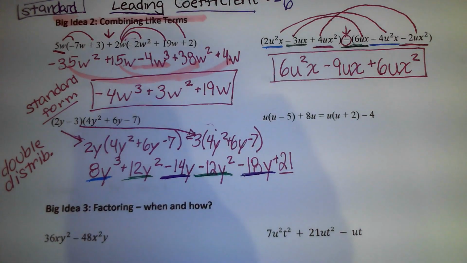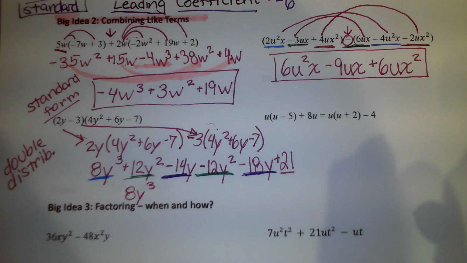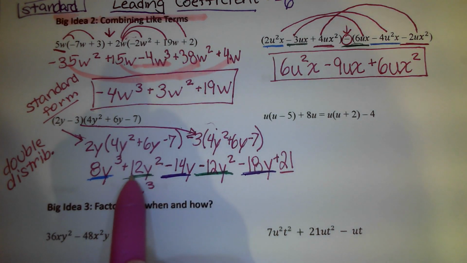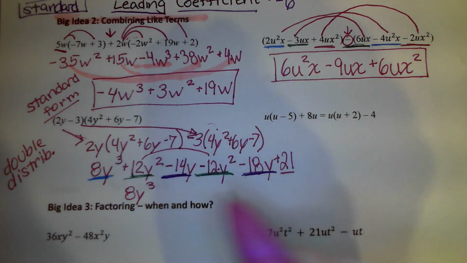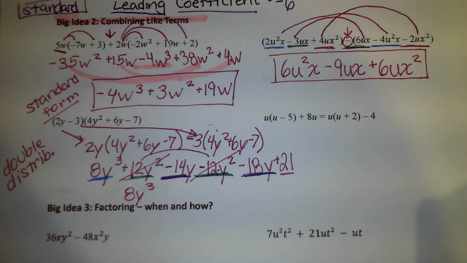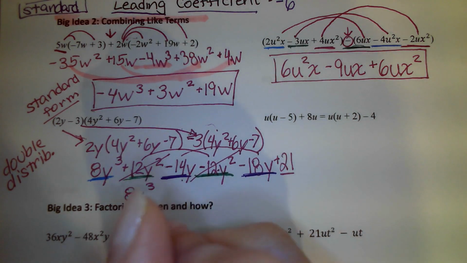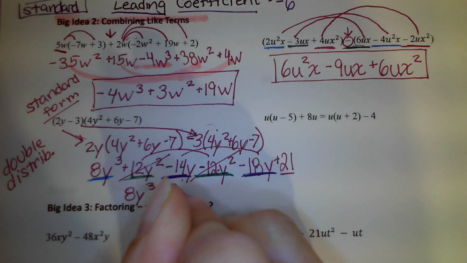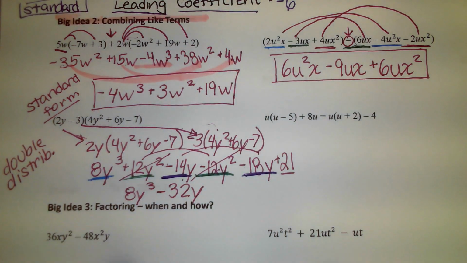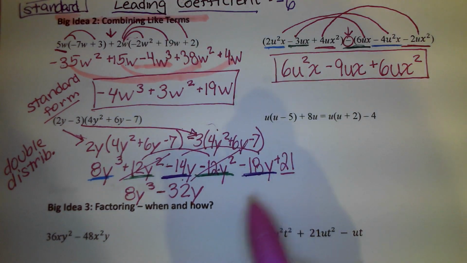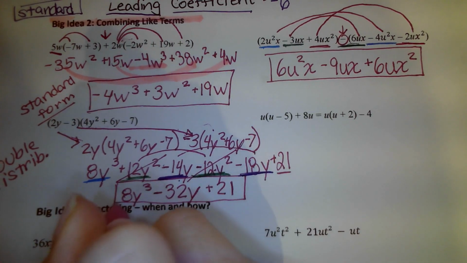So standard form and combining like terms, I'm going to do both steps at the same time. So standard form first will be 8y cubed. Next, my exponent 2, that's 12y squared minus 12y squared. Oops. So those are going to just cancel out, both of them. Next up, I have negative 14y minus 18y. That's going to be negative 32y because it's a negative with another negative. And then lastly, positive 21. And that would be my final answer.